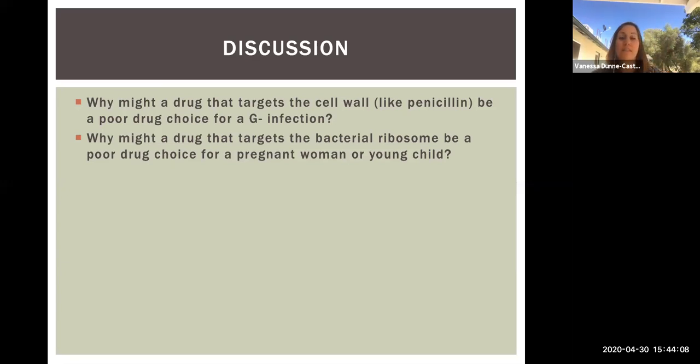So these are good questions to think about. Why might a drug that targets the cell wall like penicillin be a poor drug choice for a gram-negative infection? And why might a drug that targets the bacterial ribosome be a poor drug choice for a pregnant woman or a young child? We'll review these questions in our lecture discussion time.